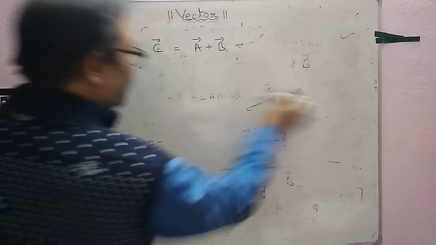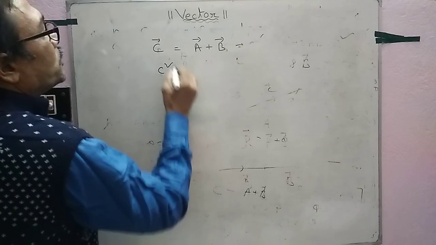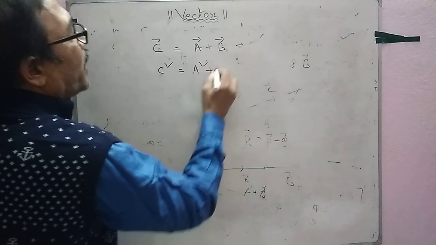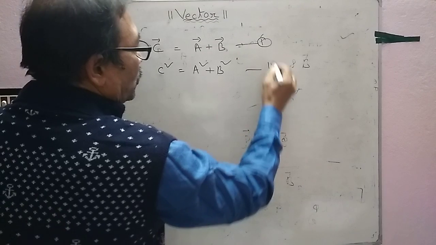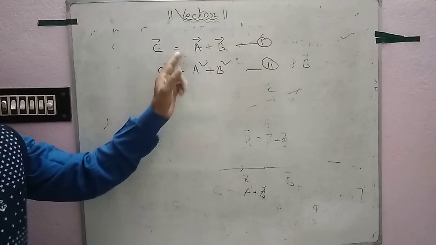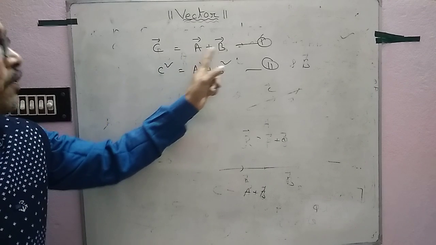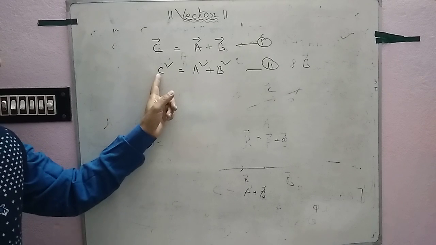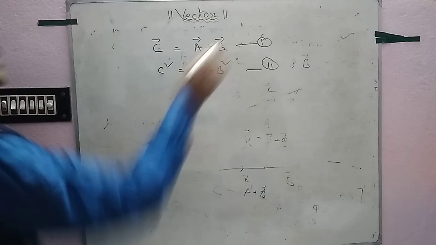Another question: c equal to a plus b, and another condition is fulfilled, c square equal to a square plus b square. These two conditions hold. If the resultant of two vectors a and b is c, and this c square is equal to a square plus b square, another condition, what will be the angle between a and b?